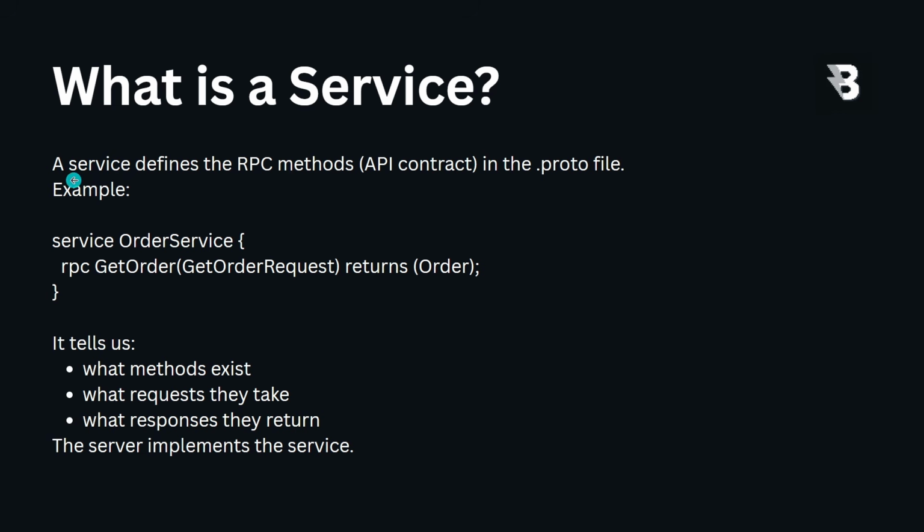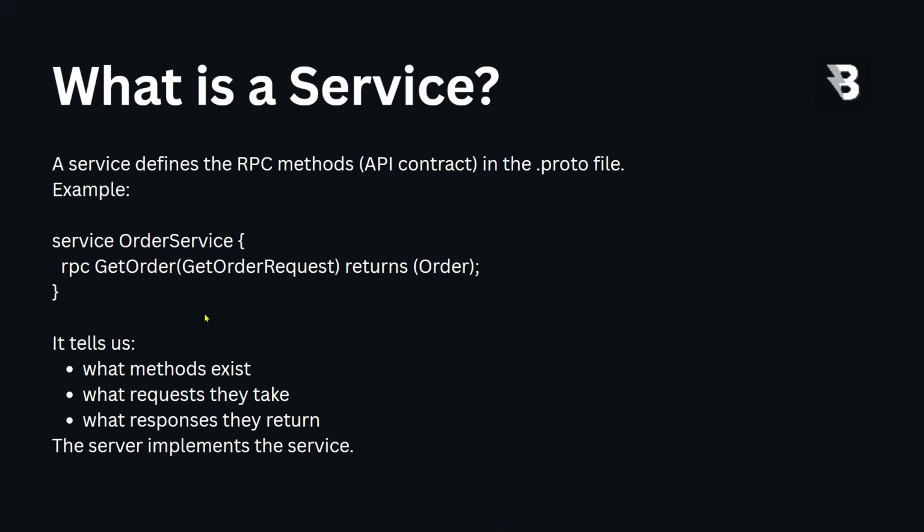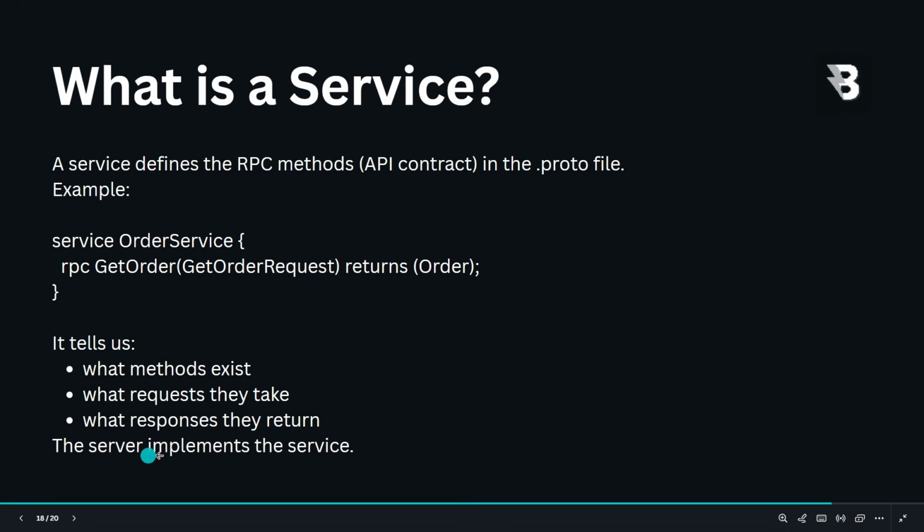So at the end, a service defines the RPC method, just like one of these, in a .proto file. For example, the example service or order service, and there the RPC get order. And it tells us what methods exist. We can have a look at what are the methods that exist inside of it, what requests they take, what are the parameters that go inside of them, and what type of response they return to us. And the server implements this service.